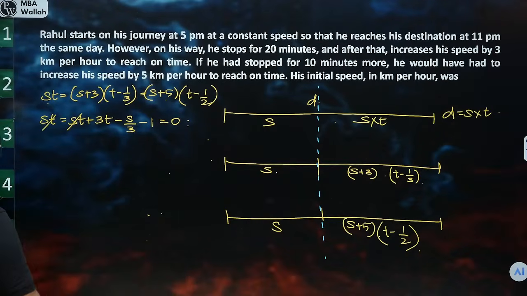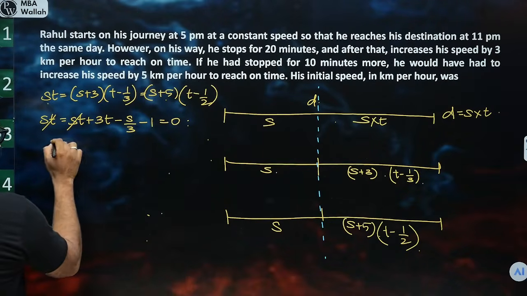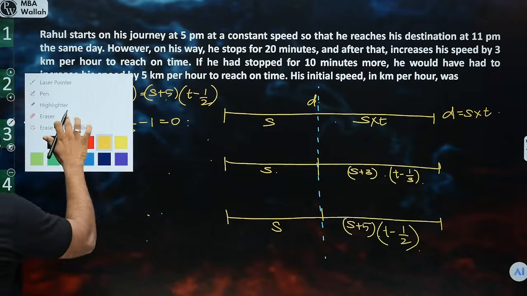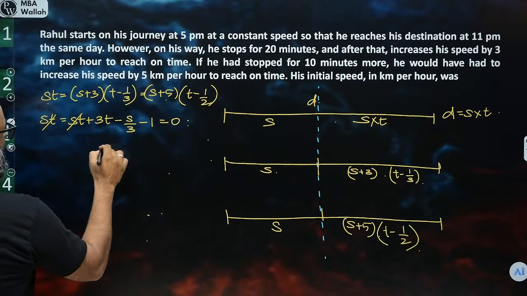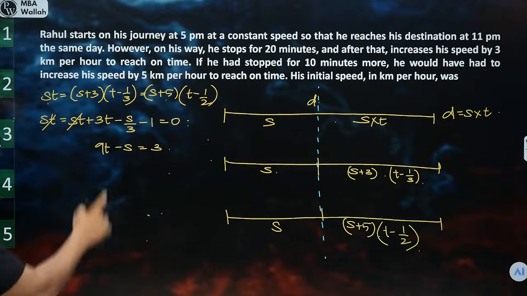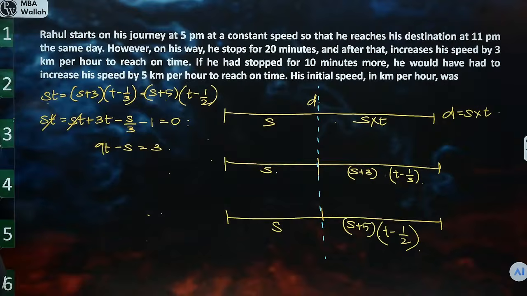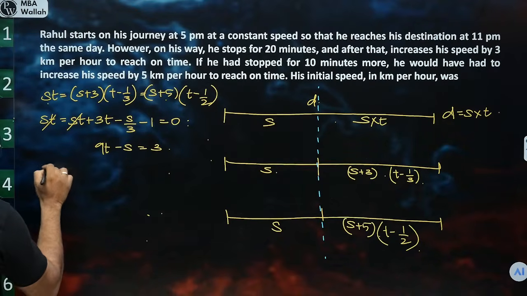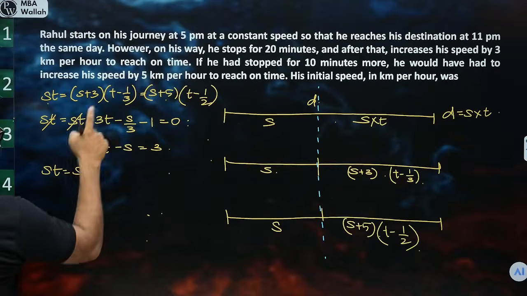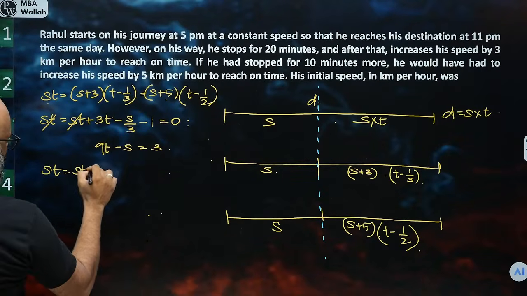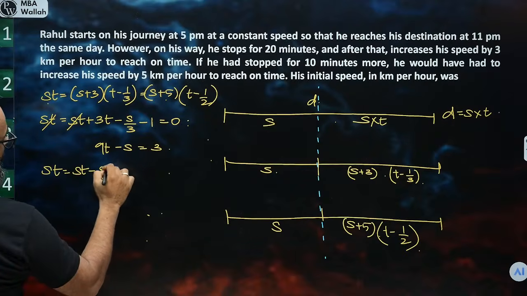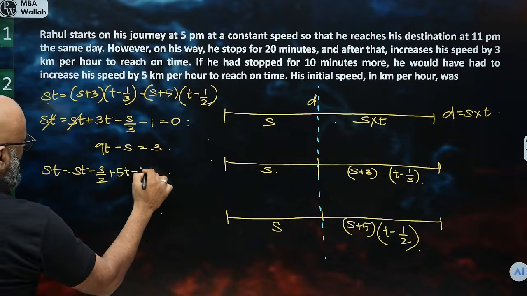So st gets cancelled. This I can write as 3t, 90 minus s equals to 3. Minus 3 equals to 0. Equating these two, you will get st is equal to st minus s by 2 plus 5t minus 5 by 2.